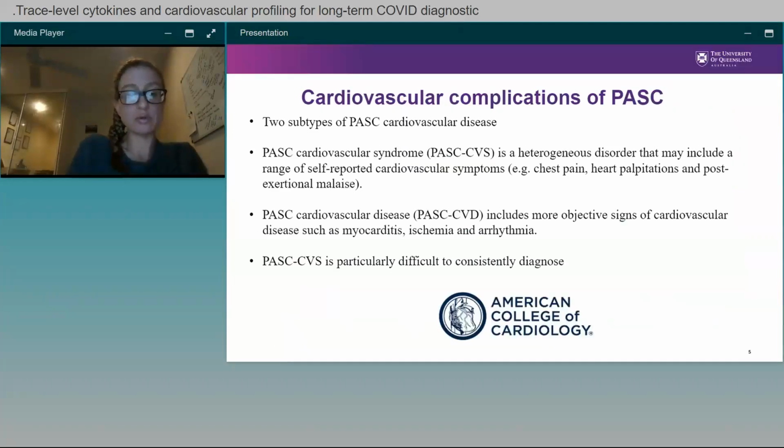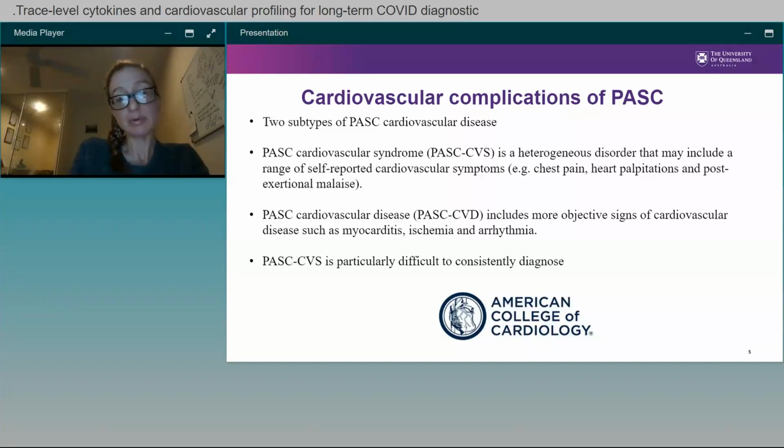So again, moving towards a more granular and nuanced understanding of long COVID, the American College of Cardiology actually defined 2 subsets of cardiovascular long COVID. The first they have defined as PASC-CVS, and this is a heterogeneous disorder that may include a range of self-reported cardiovascular symptoms. So chest pain, heart palpitations, post-exertional malaise, fatigue, but not something that is necessarily going to come up on objective clinical diagnostic measures.